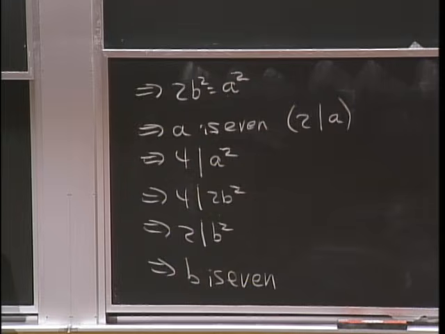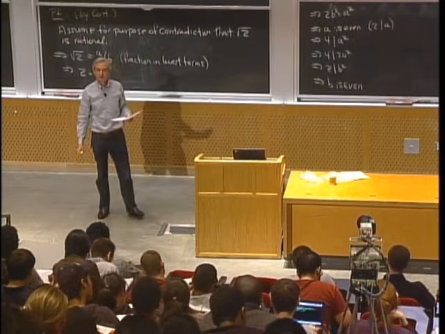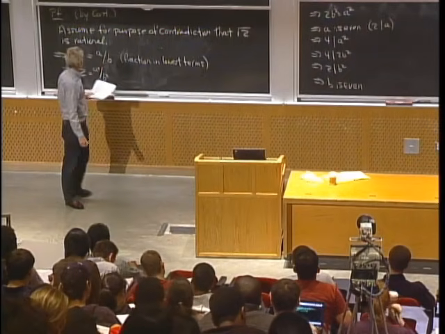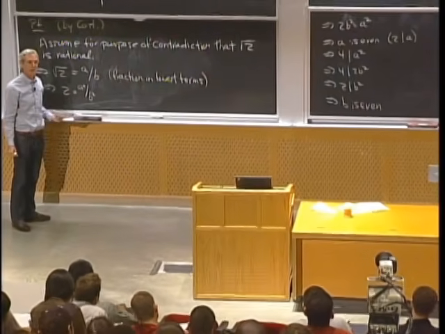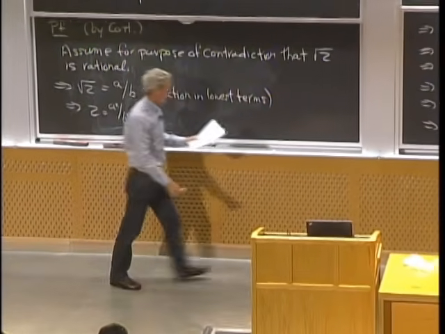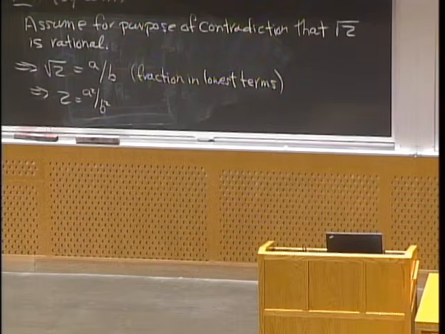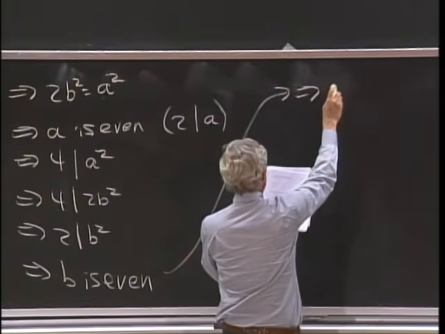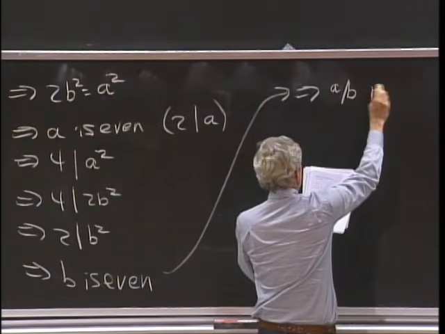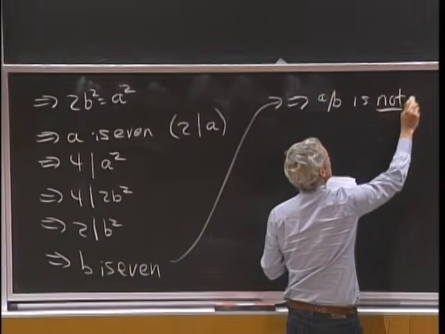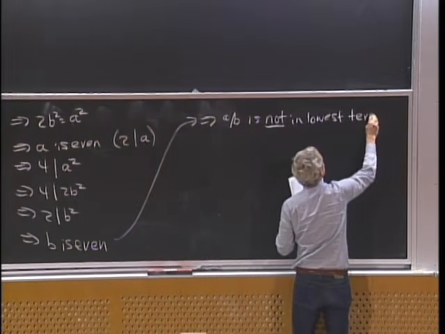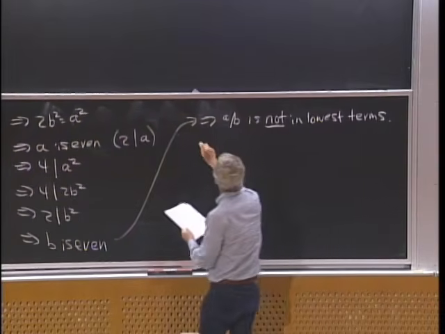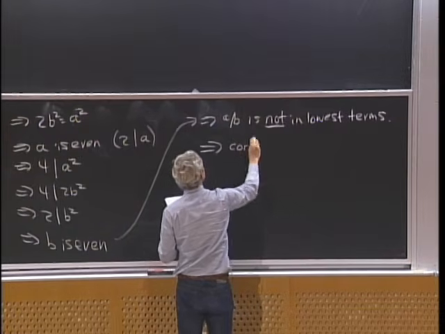Have I got a contradiction here somewhere? Yeah, a over b was not a fraction in lowest terms because both a and b are even. All right, so that implies a over b is not in lowest terms. And that gives a contradiction.